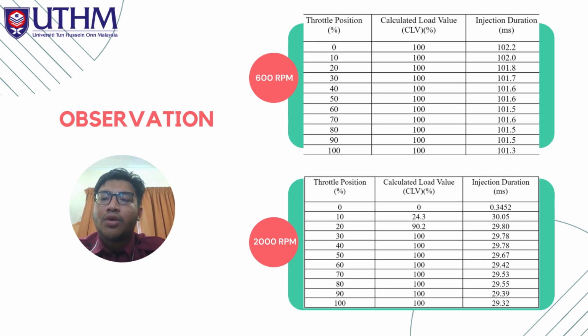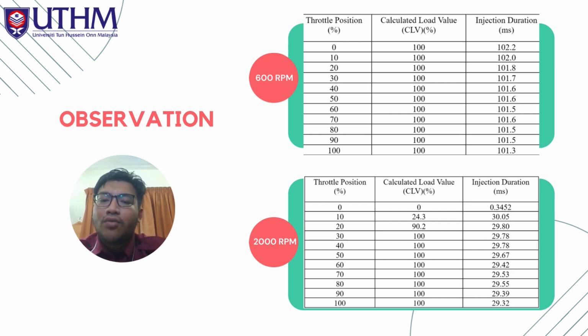Next, the injection duration was maintained at 101.5 milliseconds with the total position 80% to 90%. After that, the injection duration was decreased to 101.3 milliseconds at the total position 100%. Okay, next we're going to the 2000 RPM.